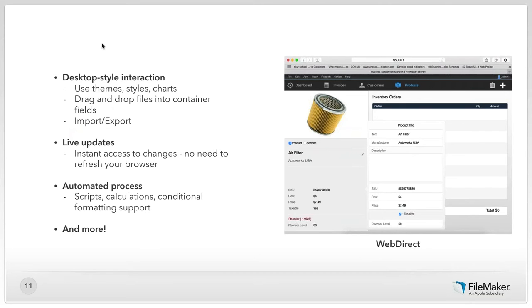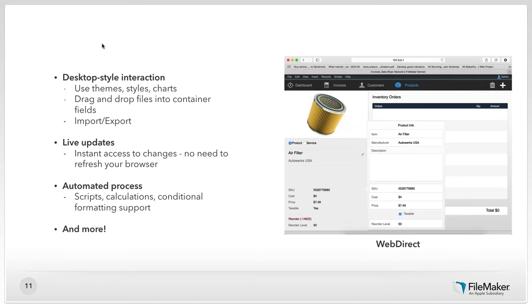So what do you get in WebDirect? Well, you get a desktop style interaction. You get to use the beautiful themes and styles and charts that come with FileMaker Pro. You get to drag and drop files into one of our fields that's called a container field. So therefore you can have product information being loaded up at the head office and downloaded by your partners, or conversely, some files being uploaded into a container and then being brought into the company for some kind of process. You get the ability to import and export data through the browser, which is great for those that need that.